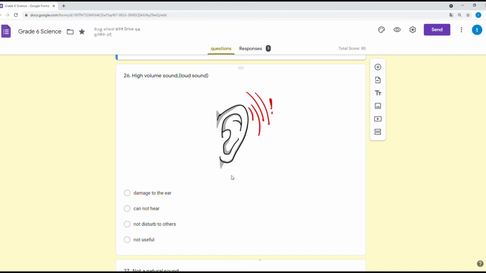You can't hear because there's a limit. Loud sound is definitely a disturbance to others, and not useful, but we can't say high volume or loud sound is never useful. Now we are thinking only about ourselves, but bats use high volume sound for finding their food. So according to the answers, the first answer is the correct one. Damage to the ear. First one is the answer.